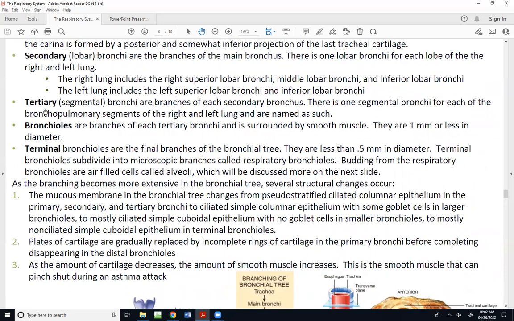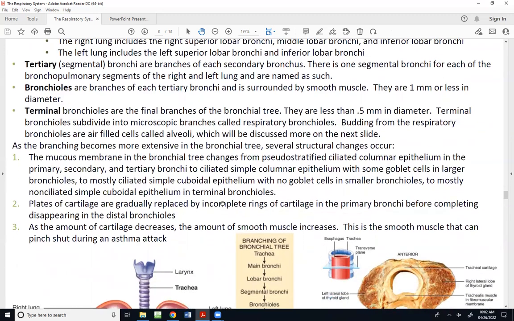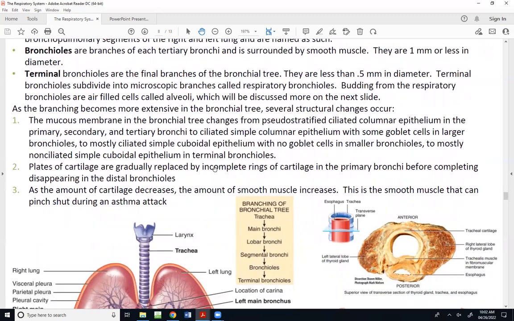From the secondary or lobar bronchi come the tertiary or segmental bronchi. Okay. There's one segmental bronchus for each of the bronchopulmonary segments of the right and left lung and they are named as such. Okay, and we're going to get into the bronchopulmonary segments, but those are just the smaller subdivisions of the different lobes of our lungs. From there, the branches that are formed are called bronchioles. And they are surrounded by smooth muscle and are 1 millimeter or less in diameter. So we're getting down to pretty small, but not super small yet. The final branches of the bronchial tree are called terminal bronchioles, which makes sense.